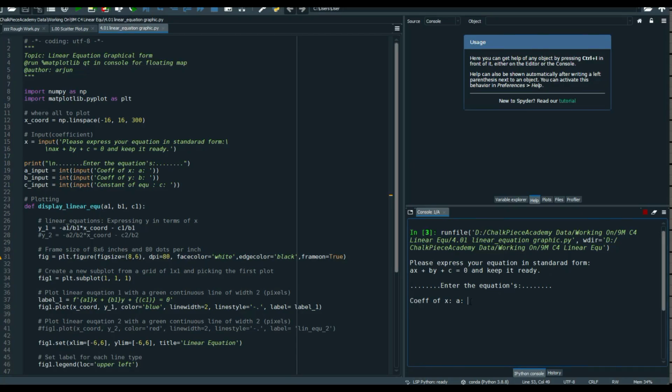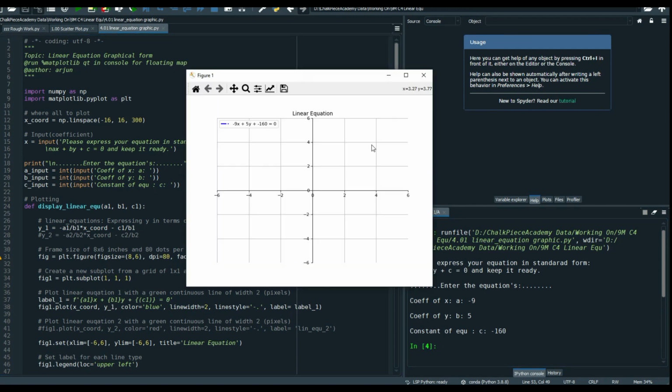Now let's do it. Minus 9, that's your x. y is 5, and this is minus 160. Just to be sure, yes. Okay, so you can see ones won't work out.